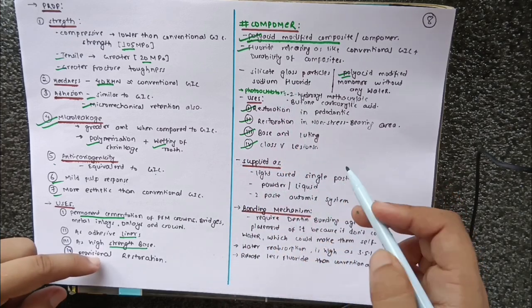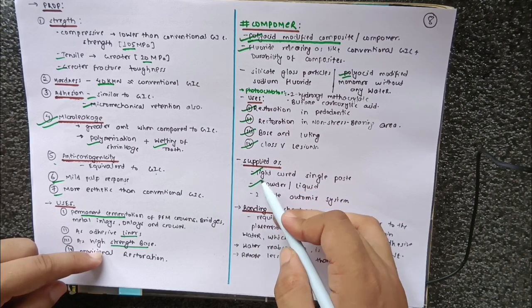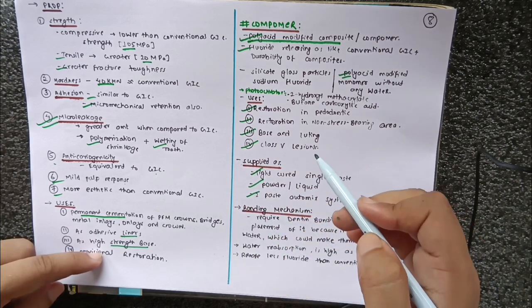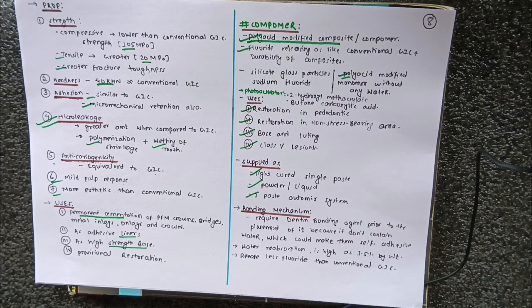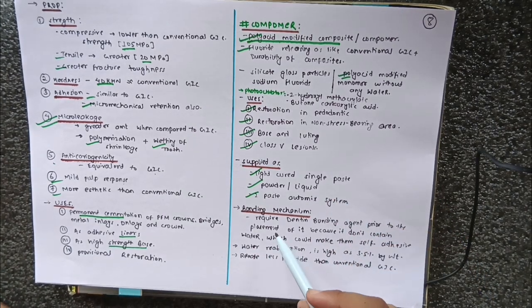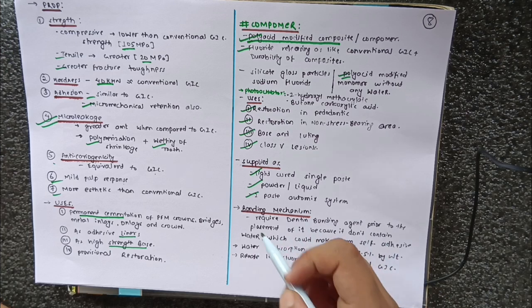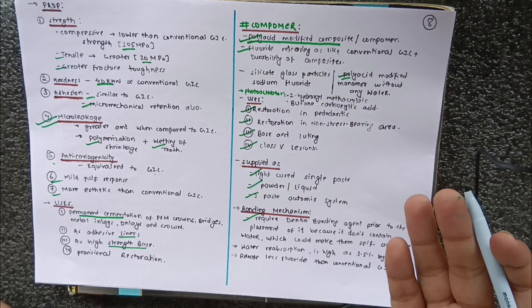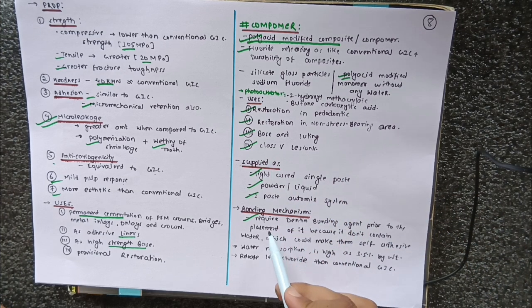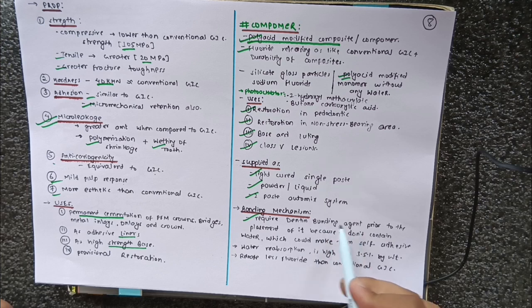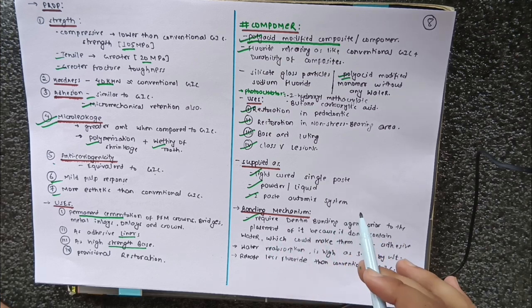After that, it is supplied as a light cured single paste, or the powder liquid system, or the two paste auto mix system. So the two paste, that is the auto mixed system, is also available. After that, in the bonding mechanism, it requires the dentin bonding agent prior to its placement, because it doesn't contain the water which could make it self-adhesive. So they are not self-adhesive to the tooth structure. So prior to the application of this compomer, the dentin bonding agent is used prior to its placement for the bonding mechanism.